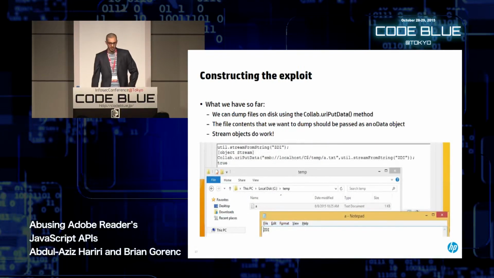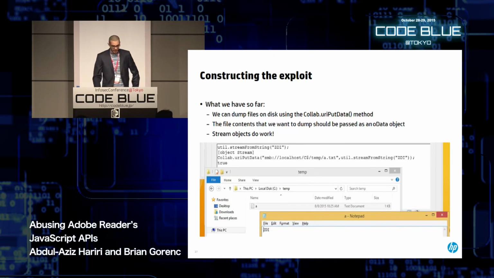So what we have so far is that we can dump files on disk using the URI put data method. The file contents should be of an OData object type. But what's an OData object? We went back to the documentation and started looking for clues about how to create an OData object, and we found nothing. But during our testing, we found out that if we pass an OStream object instead of the OData object, it passes. OStream objects are being treated as OData objects, and it works.